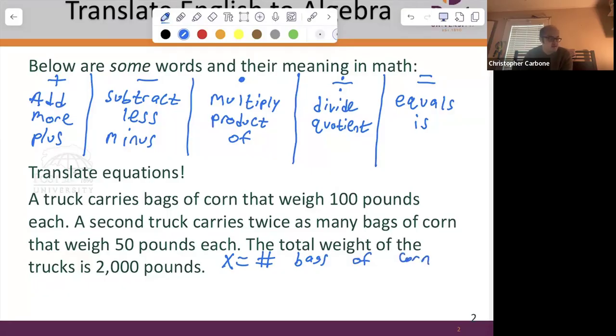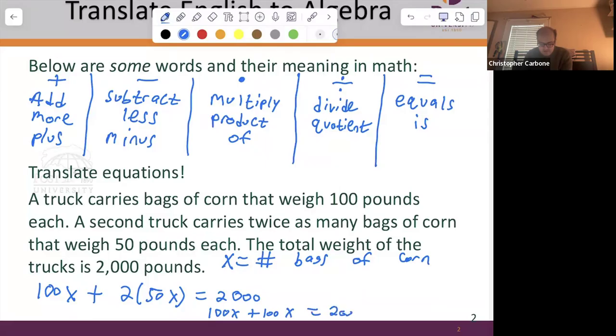And we could express this as 100x plus 2 times 50x is equal to 2,000 in this particular case. We could combine by multiplying the 2 and the 50 just to make it cleaner, as 100x plus 100x is equal to 2,000, for example.